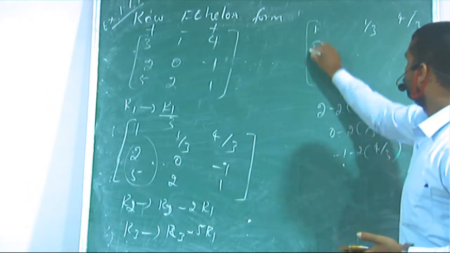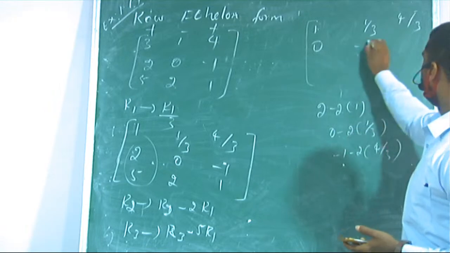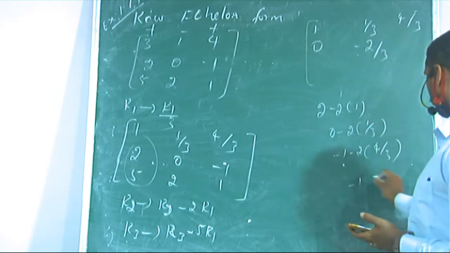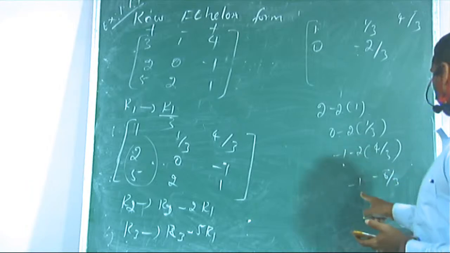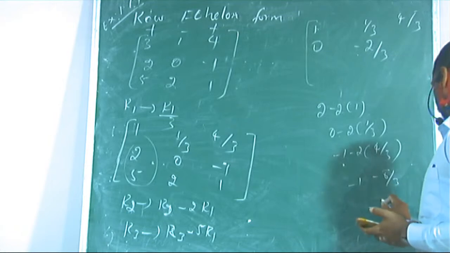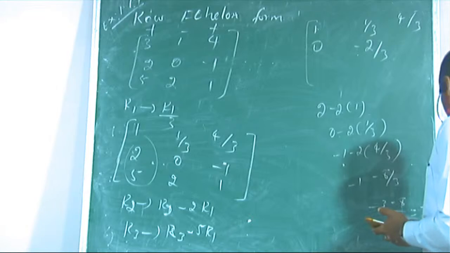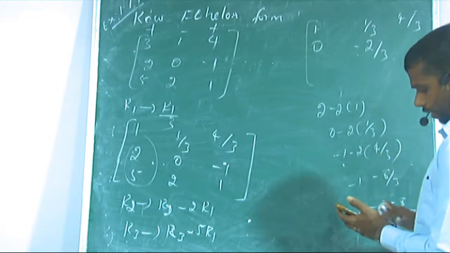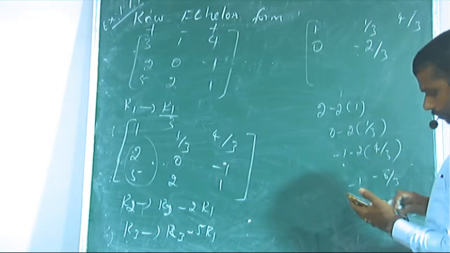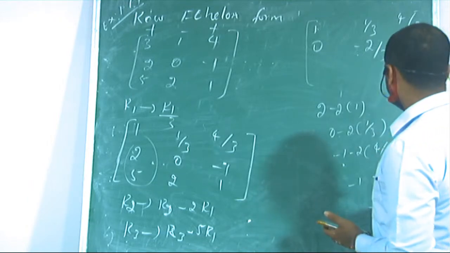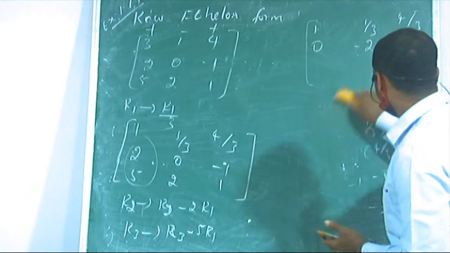So 2 minus 2, 0. Next one, 0 minus 2 by 3 means minus 2 by 3. Next term, minus 1 minus 8 by 3. Therefore minus 1 minus 8 by 3 means minus 3 minus 8 divided by 3. So the answer will be minus 11 by 3. Okay, just check it. It's correct. The actual value is minus 11 by 3.